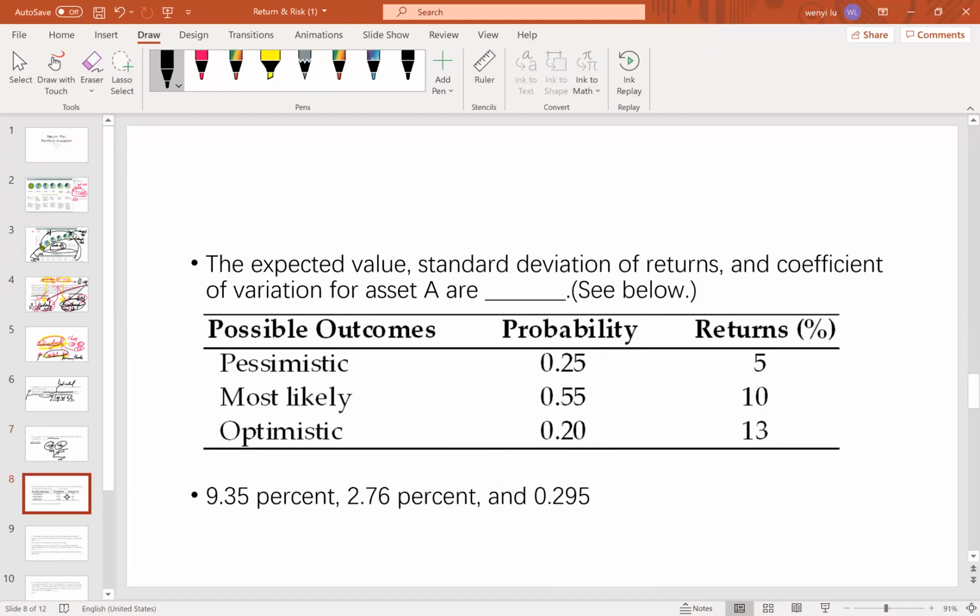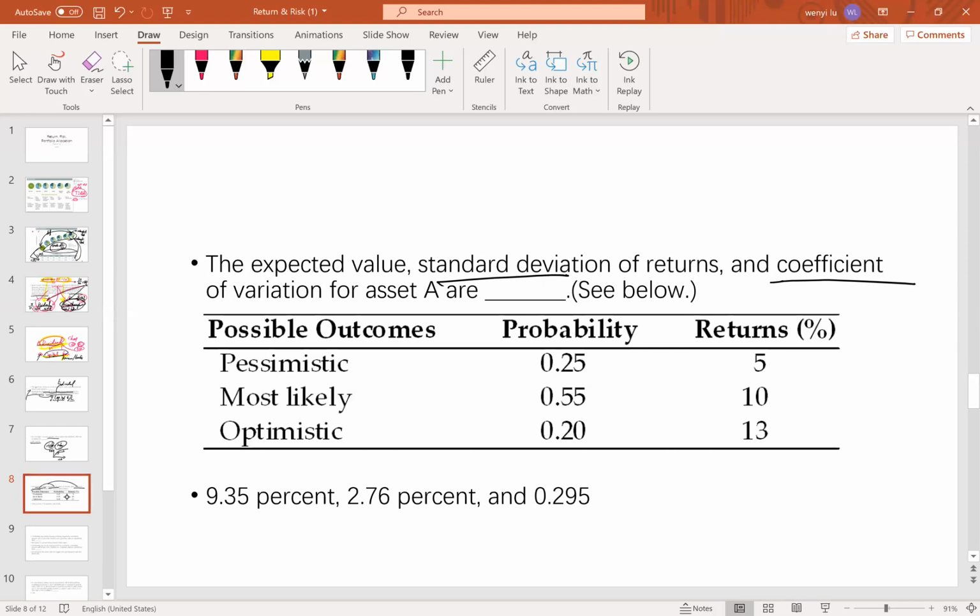Okay, so this one is something we just did in the Excel sheet. Here we have our questions in our homework and in the final to measure return, risk, and relative risk. So those are the three measures we need to do in the homework and in the final.